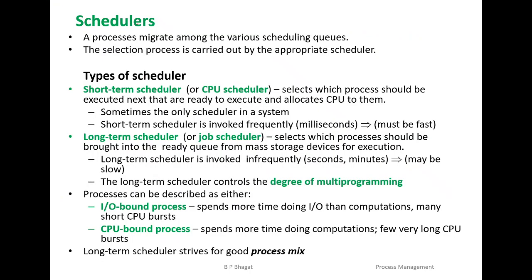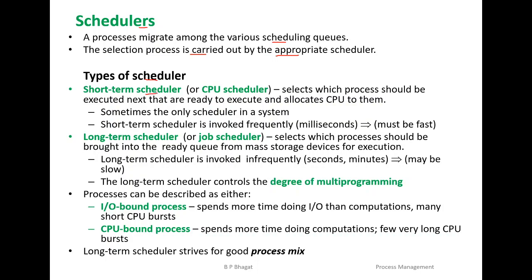Now let us see the scheduler. The processes migrate among the various scheduling queues. That means some processes may use the job queues, some may use the ready queues, or some may use the IO queues. The selection process is carried out by the appropriate scheduler. Basically the types of schedulers are short-term schedulers, long-term schedulers, and medium-term schedulers.